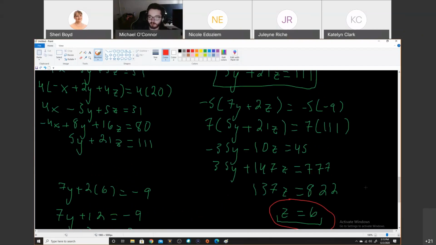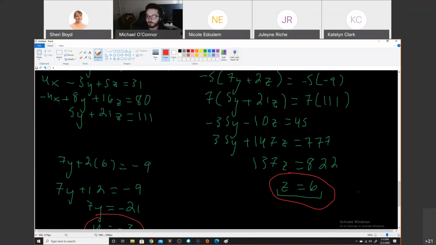So I went through and solved for z using elimination. And then I just went back through into my 2x2 and plugged in z equals 6 and then solved for y. And then I went back and plugged in the y and the z values that I got into my original three equations to get x. Does that make sense? To work with z.